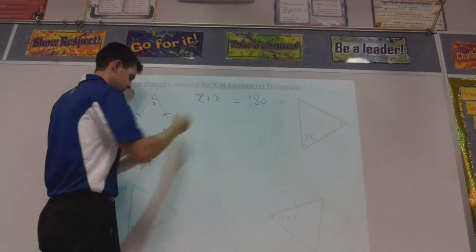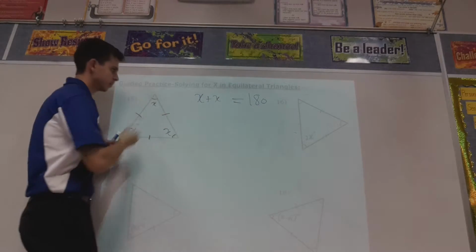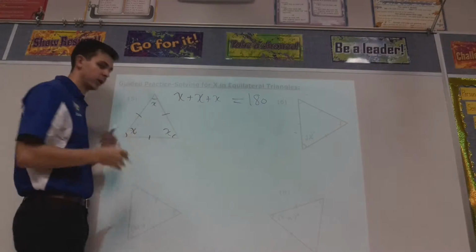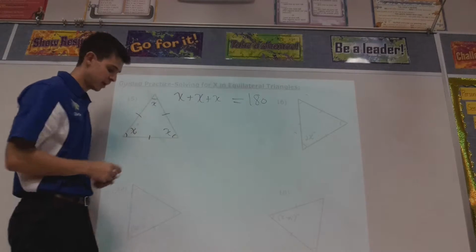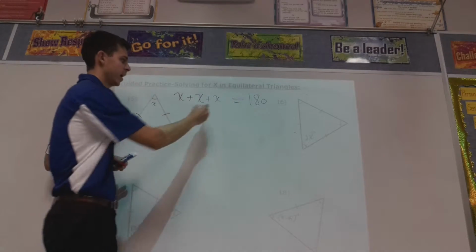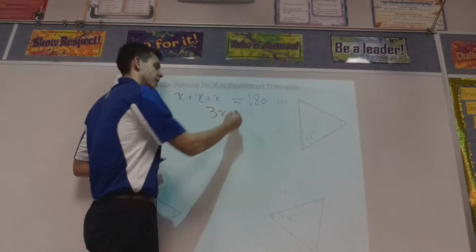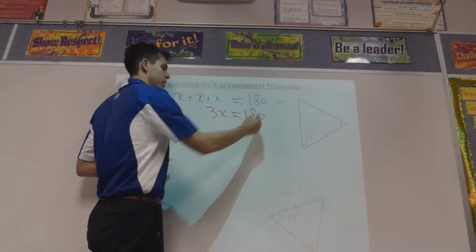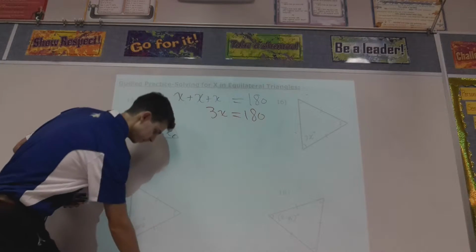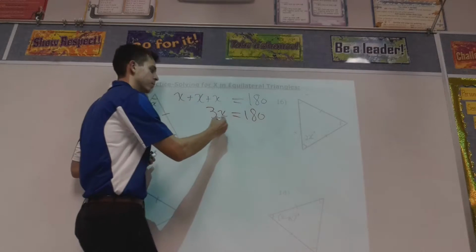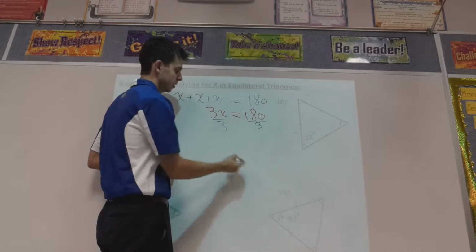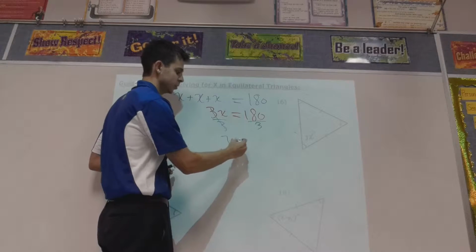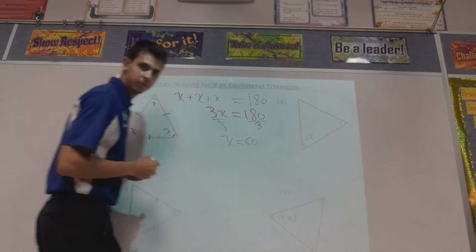I'm just going to continue with the color coding. If you like to use colors, I think it's a helpful thing. How many x's do I have? Well, I have 3 x's, and that's still going to equal 180. Divide here by 3, the inverse operation of this multiplication. These cancel, and x is equal to 60.